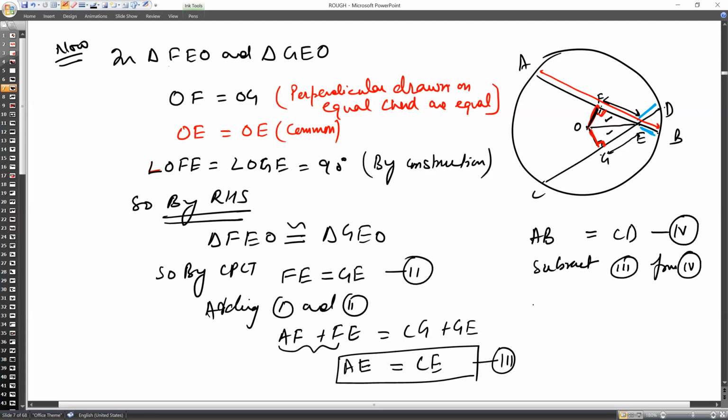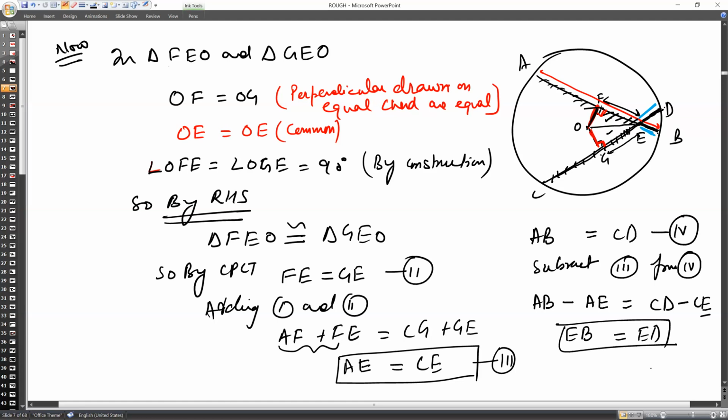what will you get? If you subtract AB minus AE, and similarly CD minus EC. So AB, this whole, if you subtract this portion from it, you will get only this portion. So you will get EB. And similarly, this whole CD, if you subtract EC, meaning this portion, you will get only this portion. This will be ED. And this we had to prove. This is our fifth equation. Hence proved.